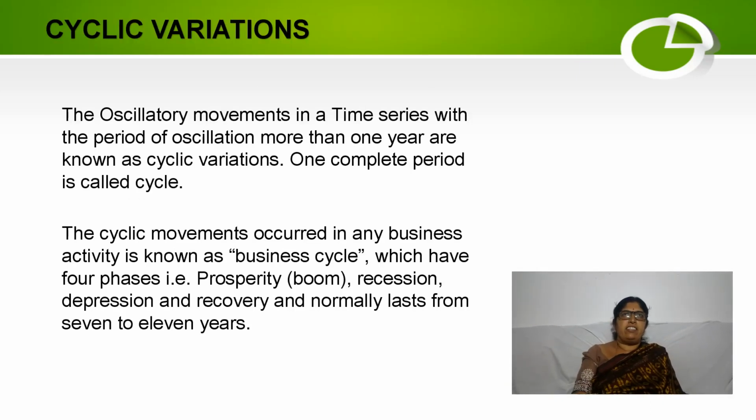Cyclic variations. The oscillatory movements in a time series with a period of oscillation more than 1 year is known as cyclic variations. One complete period is called cycle. The cyclic movements occurring in any business activity is known as business cycle, which has 4 phases, that is prosperity, recession, depression, and recovery, and normally lasts from 7 to 11 years.